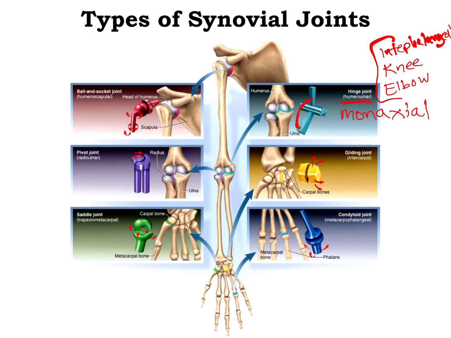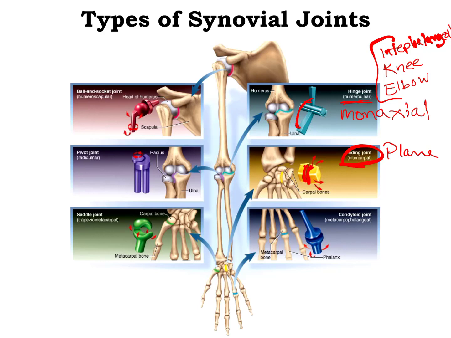Your gliding joints are going to be between two fairly flat surfaces, one that's concave and one that's convex. So convex is here and concave is here, but they're sort of flat. And so those are gliding or plane joints.